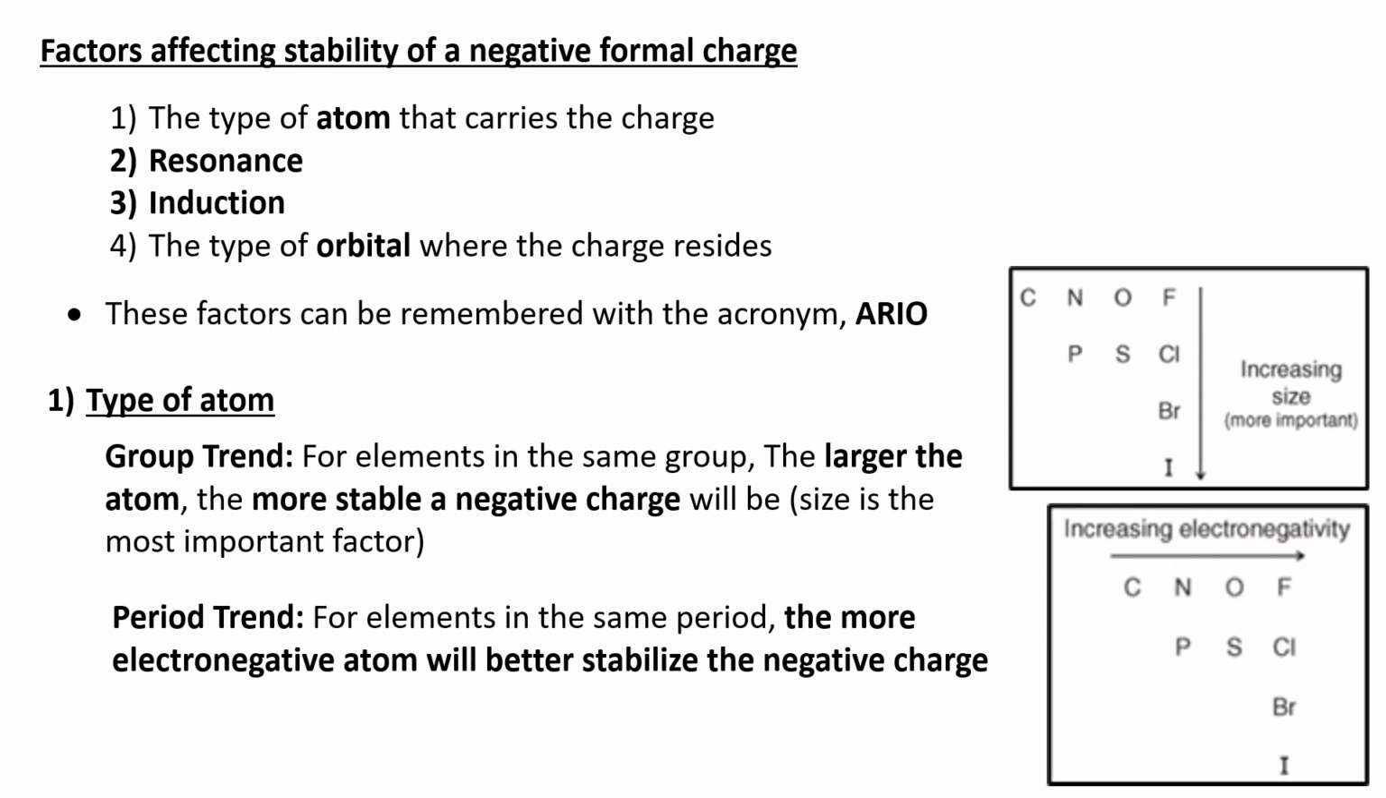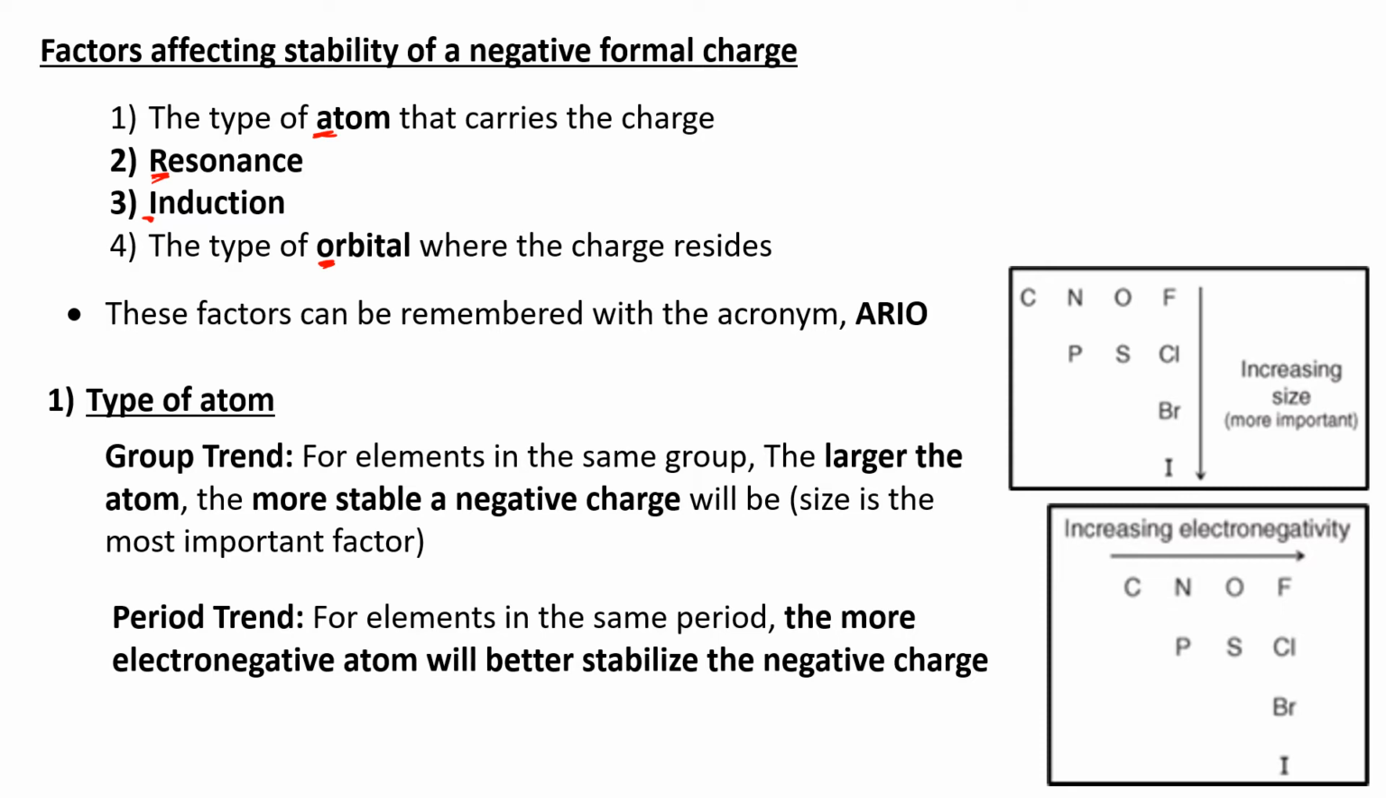The factors that affect the relative stability of a negative formal charge are the atom, resonance, induction, and the type of orbital. So that's our ARIO system: atom, resonance, induction, and orbital. And we'll be looking at each of these factors separately, and then we'll put it all together. So first, let's begin with the type of atom that the negative charge is on. This is all about the type of atom that the negative formal charge is on.